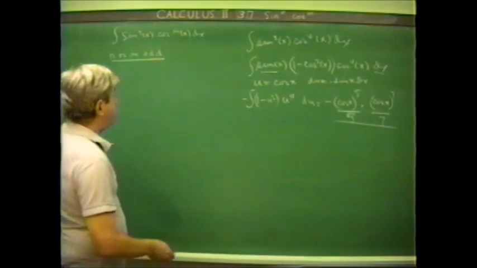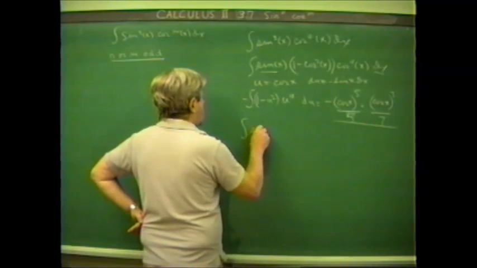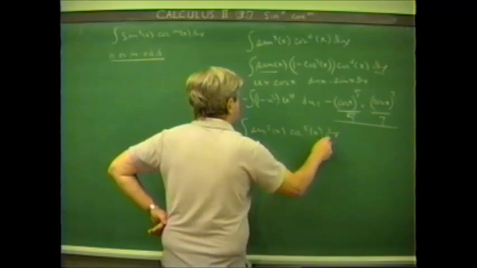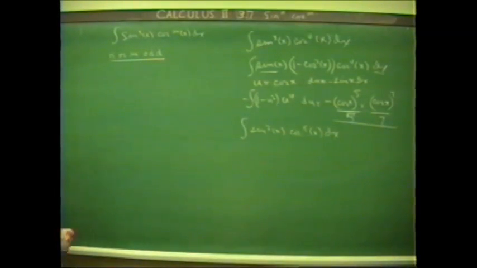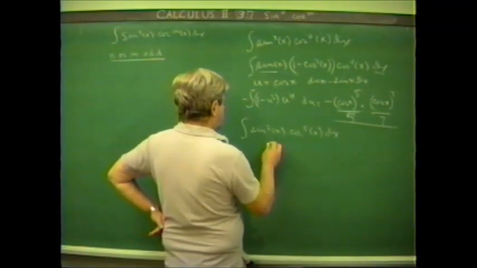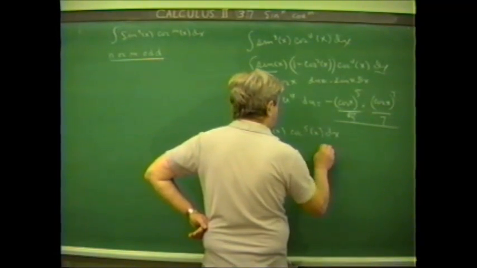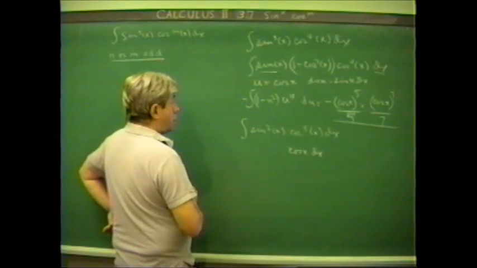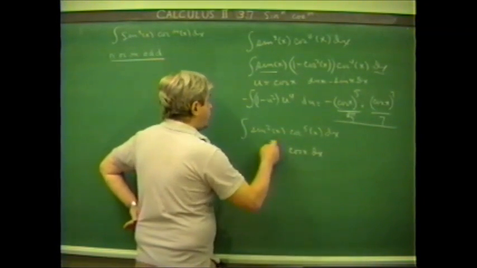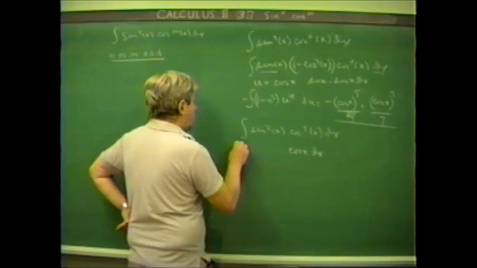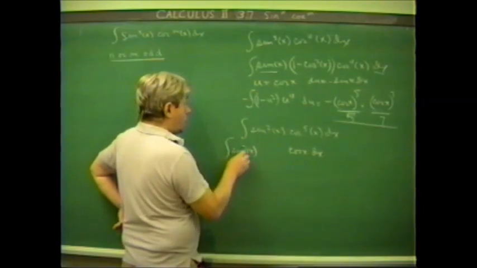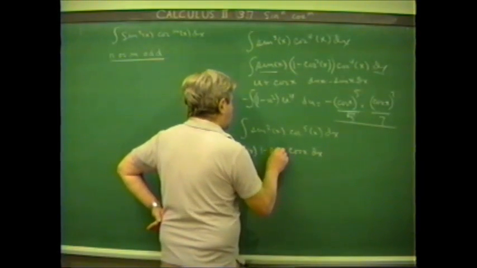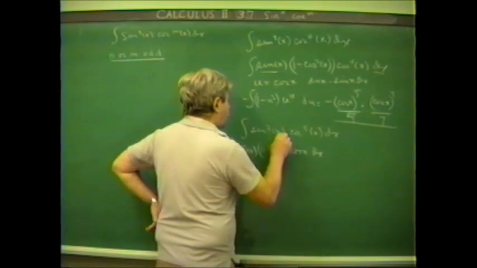Okay, let's look at something like the antiderivative of sine squared of x cosine to the fifth of x dx. In this case, the cosine is odd, but it's a very similar situation here. That's to say, we save a cosine, and we change everything else to sine. So we can have sine squared. And now cosine to the fourth, well, cosine squared is 1 minus sine squared. So cosine to the fourth is that squared.